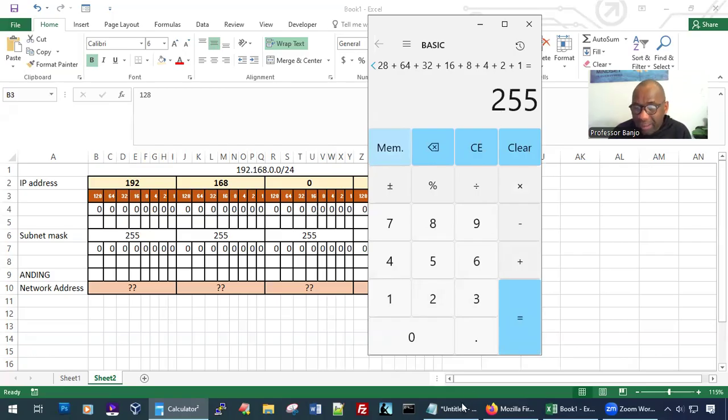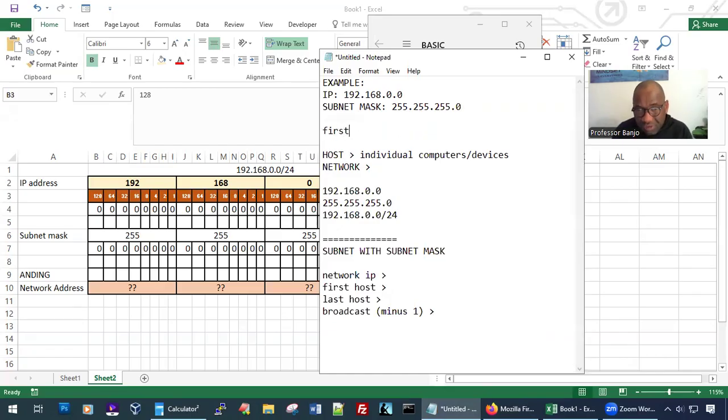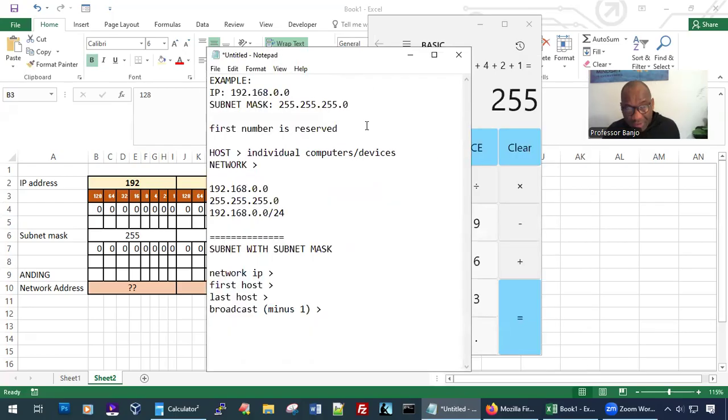Now, when you look at an IP address, technically speaking, let me just put a note here. The first number is reserved, right? The first number is reserved. All right, the first number is reserved. So we don't use the first number in the IP range.